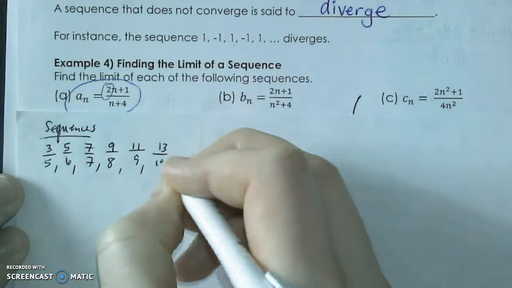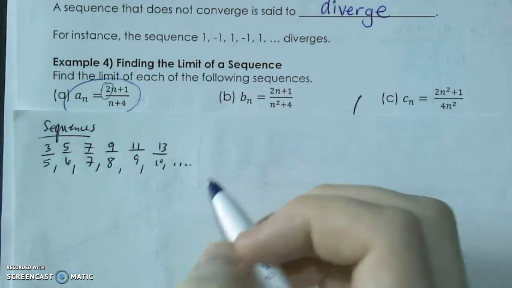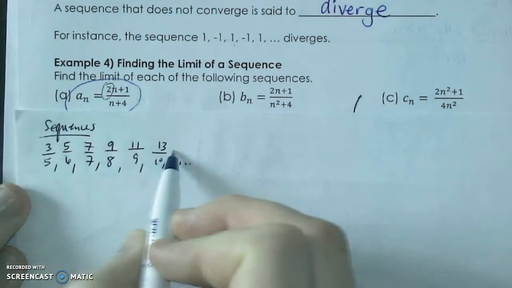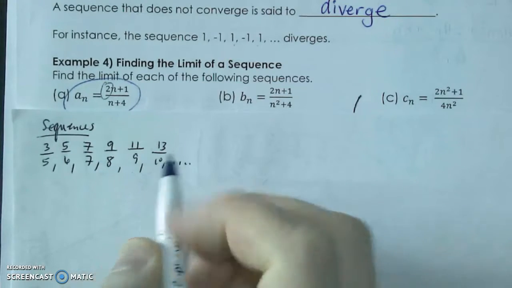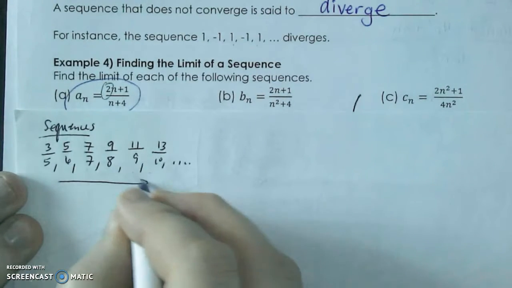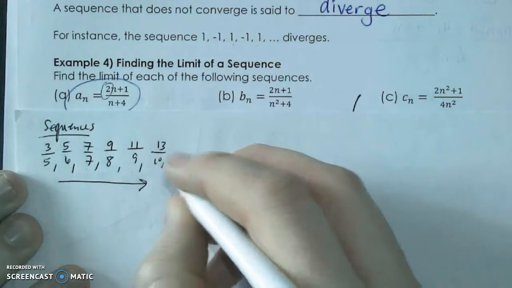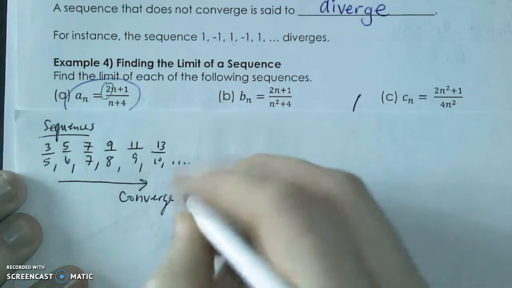And we can continue this on and on. What we see is that the top is going up by 2 at a steady rate, and the bottom is going up by 1 at a steady rate. And so the further we go, we're going to see that these numbers are going to get closer and closer to the number 2. So we say that this sequence converges to 2.